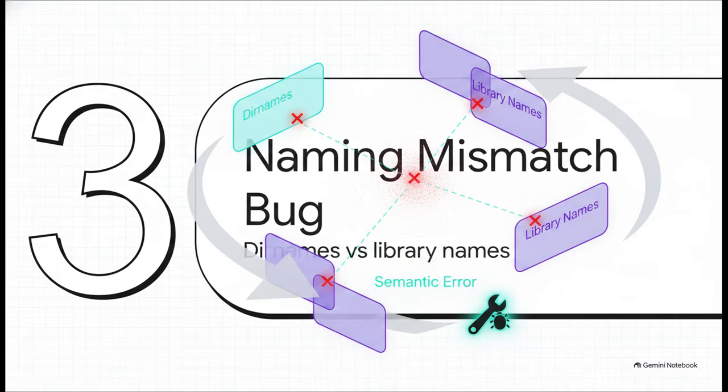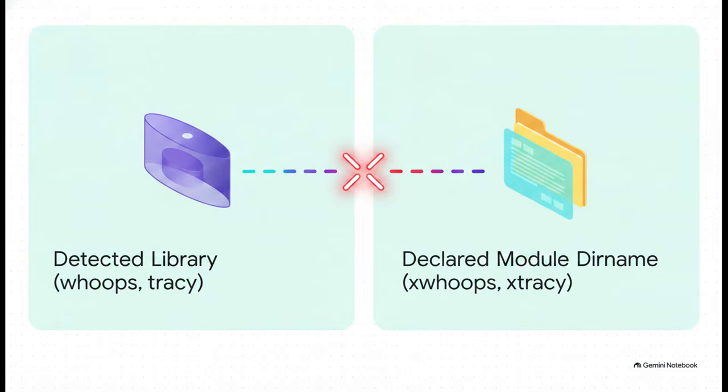So why does this drift occur? Let's look at Section 3, the naming mismatch bug. This was our first culprit. It wasn't some crazy race condition. It was just a simple semantic error. The system was comparing the detected library name, like Whoops or Tracy, directly against the declared module directory name, which were XWhoops and XTracy. The tool is basically asking, hey, does Whoops equal XWhoops? Obviously no, they're never going to match. And that guaranteed a false positive on every single healthy installation.